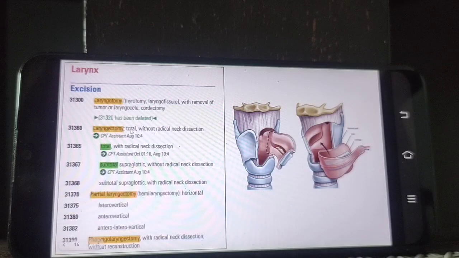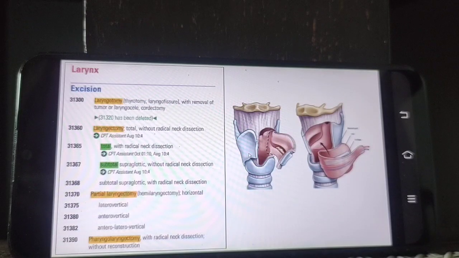Total without radical neck dissection is 31360; with the radical, it means 31365. Subtotal means 75% of the larynx should be removed. Subtotal is the same: without radical neck dissection 31367, with radical neck dissection 31368. And 31370 for partial laryngectomy.